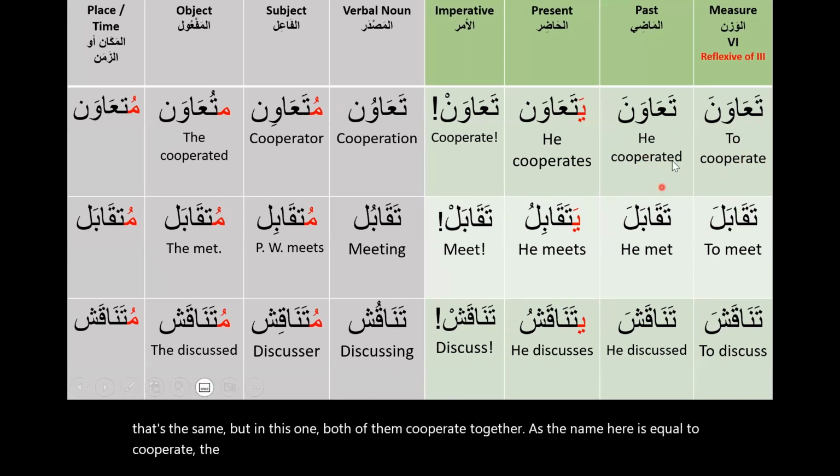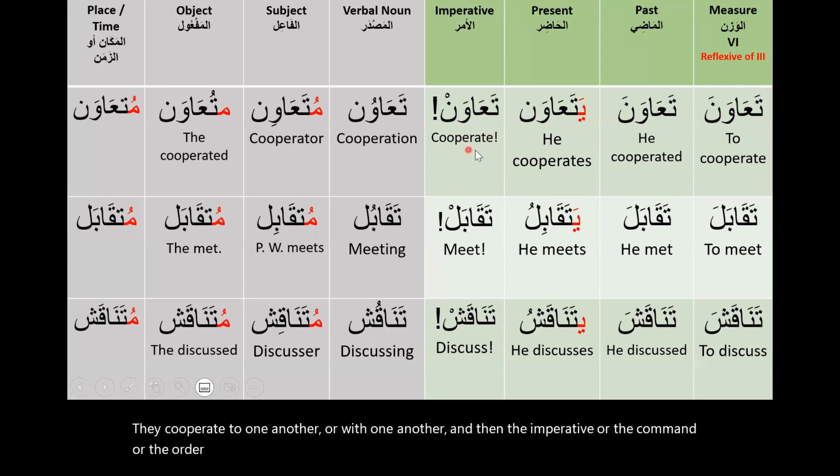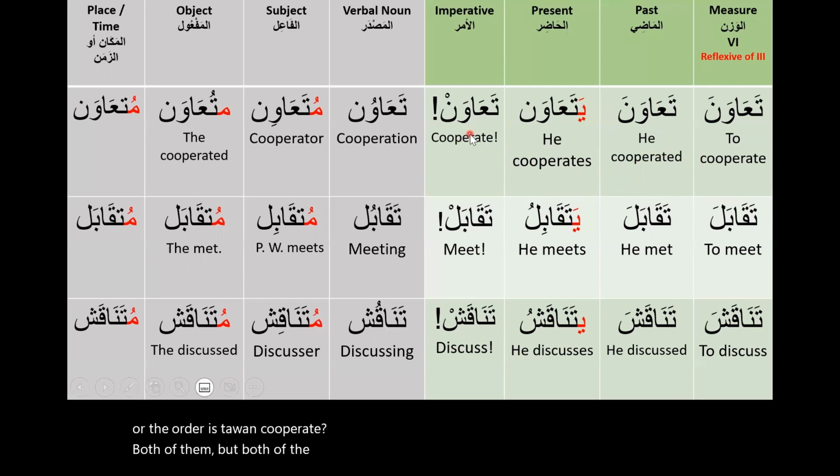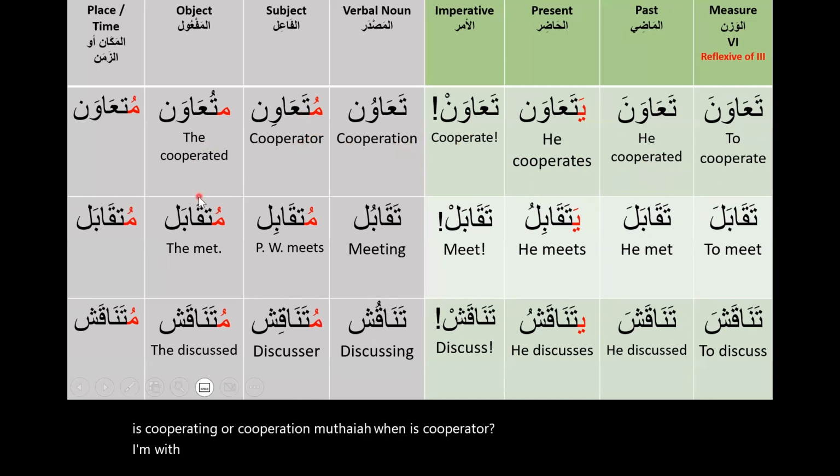تعاون. So he cooperated with one another. يتعاون, they cooperate with one another. And then the imperative or the command or the order is تعاون, cooperate. Both of the parties, you guys cooperate, work together. And then تعاون is cooperating or cooperation. متعاون is the cooperator, and متعاون is the thing that's being cooperated upon.